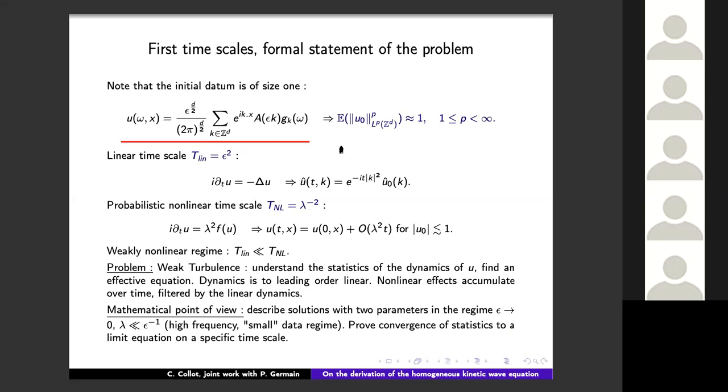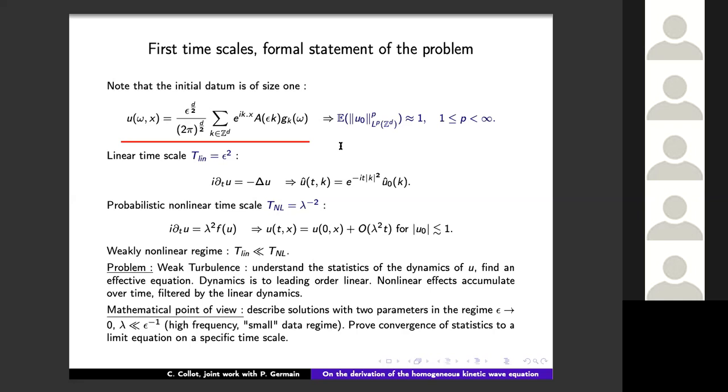What it means is that my solution is very, very high frequency. However, each linear wave on the torus, representing my function in Fourier, is independent of the others because the Gaussians are taken to be independent. So there are many cancellations, and on average my function is of size 1, but oscillating very fast. So now that I've said that, I've introduced you to the two main parameters for this so-called weakly nonlinear problem.